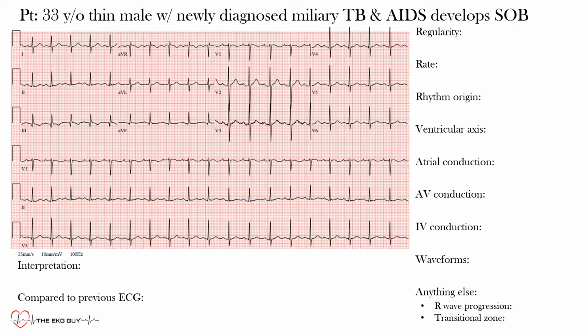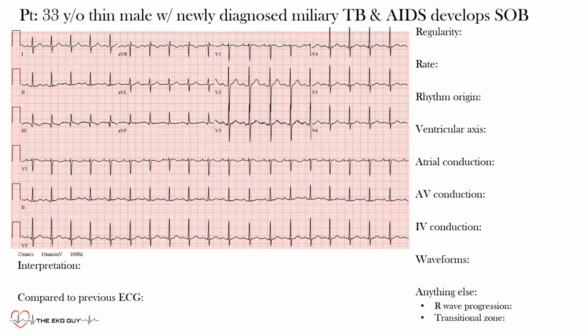We'll look at the R wave progression and transitional zone in the precordial leads. After that, we'll use all this information that we've gathered to make a final interpretation and then make a final comparison to a previous ECG if available. Now I want you to pause the video and take a few minutes to go through it yourself. When you're ready, start the video and we'll go through it together.